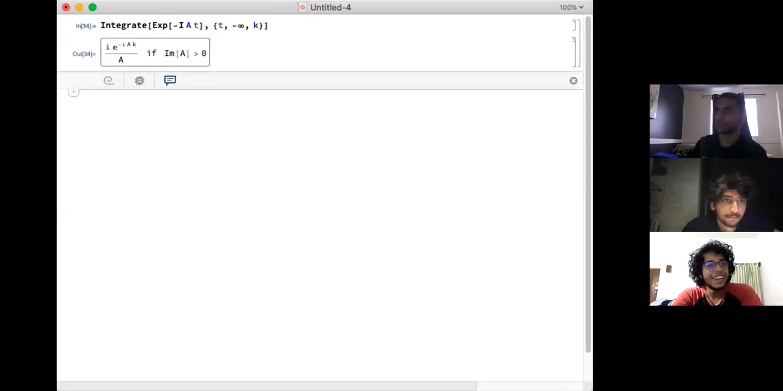Oh, wonderful. So that means that if I have e to the power minus I times something times t, that I integrate from minus infinity to some constant, it could be 0, it could be k. It doesn't care that there's a k there, right? But k is not infinity. Then I get the inverse, I over a, the inverse of the thing in the exponential.